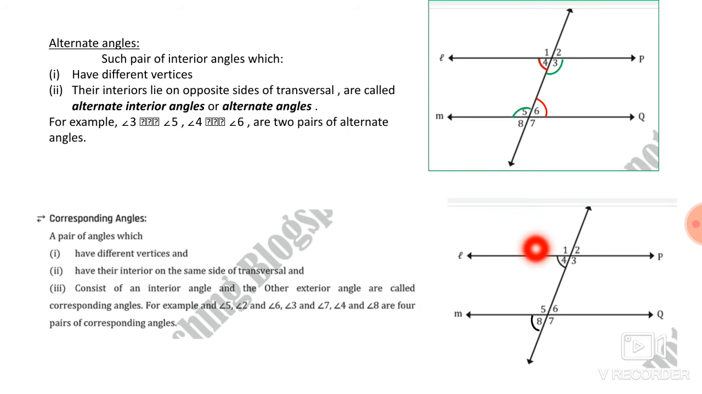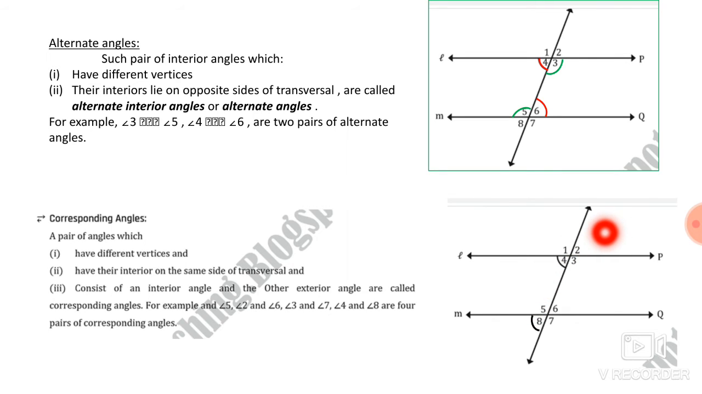If we are looking for the corresponding angle for angle number 1, which is an exterior angle, its corresponding angle will be an interior angle, because it itself is an exterior angle. So from 5 and 8, 5 is an interior angle. It means the corresponding angle of angle number 1 is angle number 5.